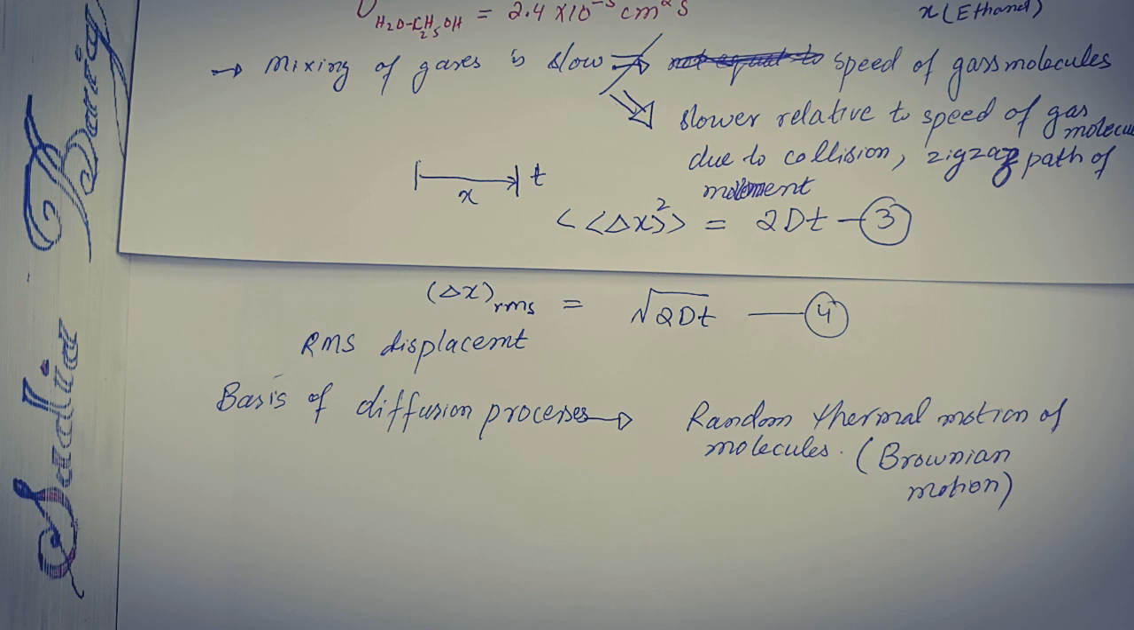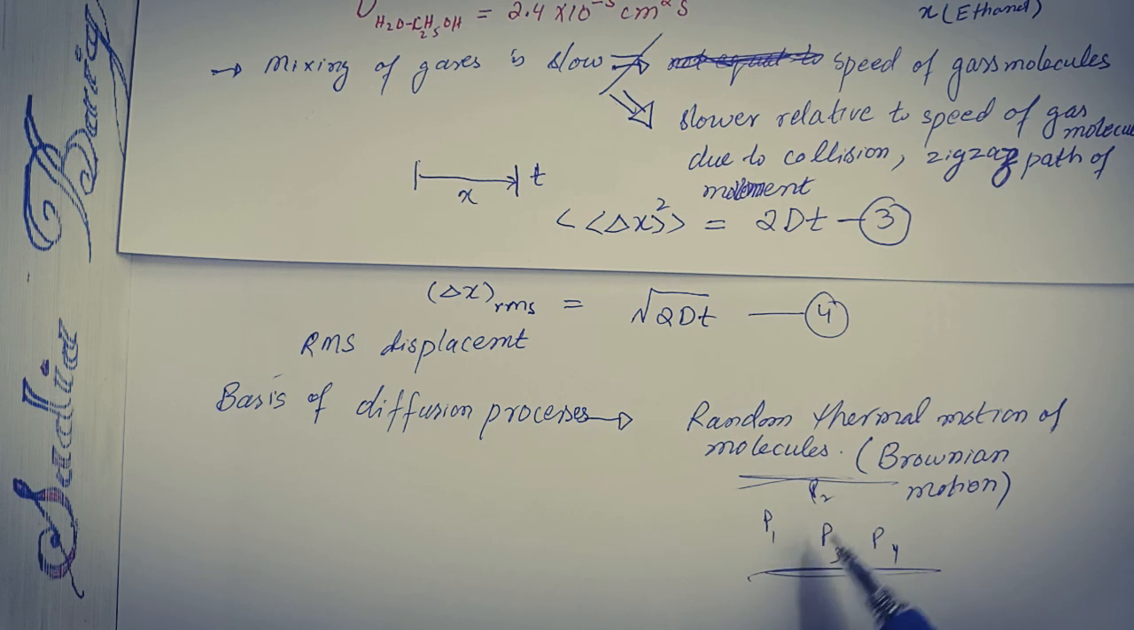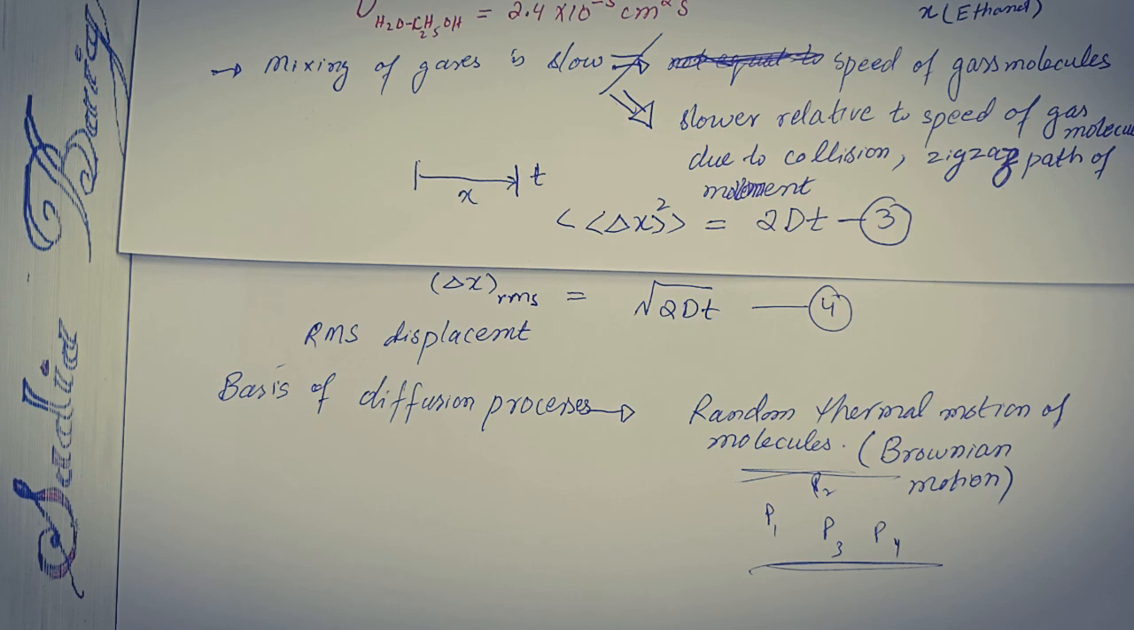So why is this kind of Brownian motion observed? That is due to the microscopic fluctuation in pressure in the different parts of the fluid. So this Brownian motion is actually the really fundamental cause of the diffusion process.